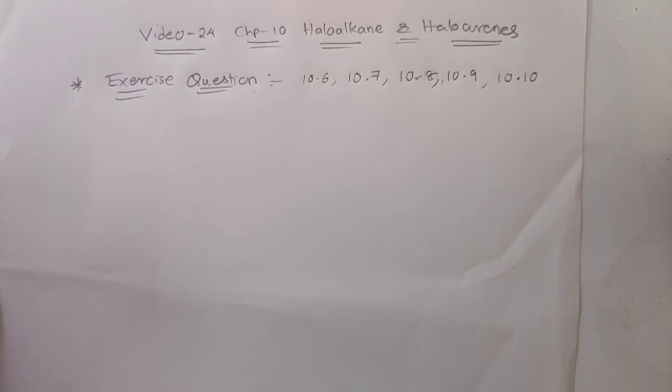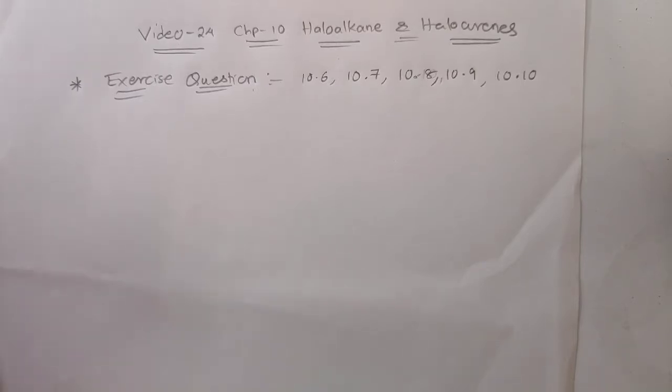This is video number 24, chapter 10, Haloalkanes and Haloarenes, exercise questions of your NCERT textbook. Today we are going to discuss questions 10.6, 10.7, 10.8, 10.9 and 10.10. Total 5 questions are there from your exercise. You have to write this in your fair book for ready reference and also for reading during exams. We will start with the explanation of these questions.